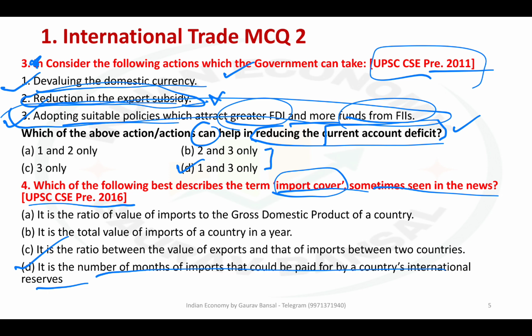D is the option. But a lot of students get it wrong. Import cover, they try to link it with exports, okay, ratio of export import, or they try to link it with GDP. So yes, even though it is easy, students do get it wrong very, very commonly.